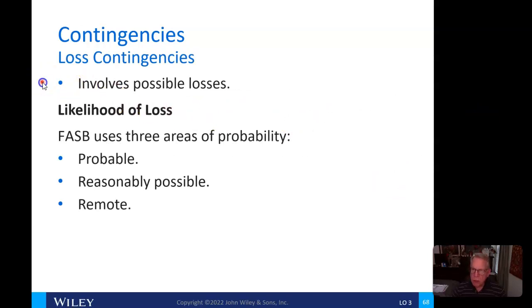Loss contingencies involve, of course, possible loss. The likelihood of a loss can range from probable to reasonably possible to remote. So how we record that is going to be based on those three levels of likelihood of loss.